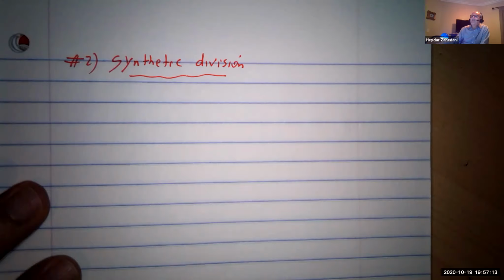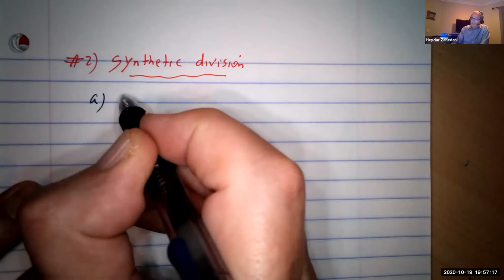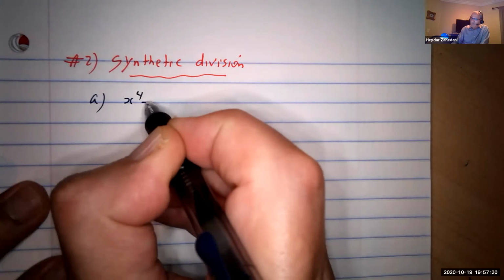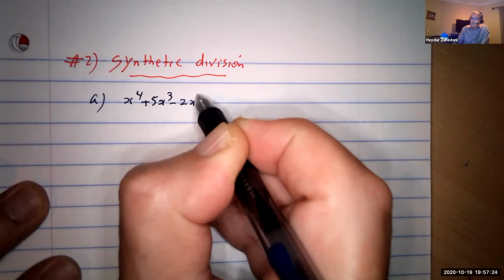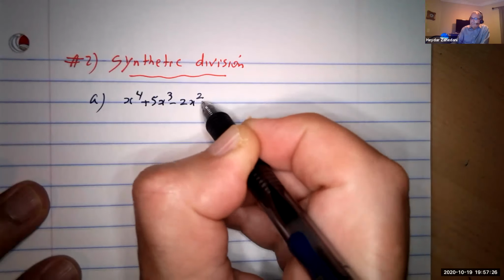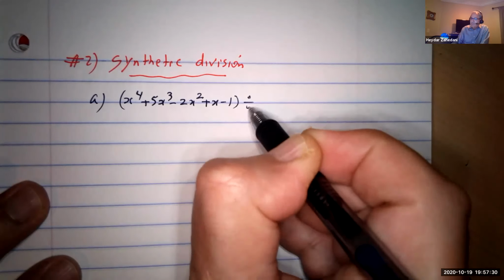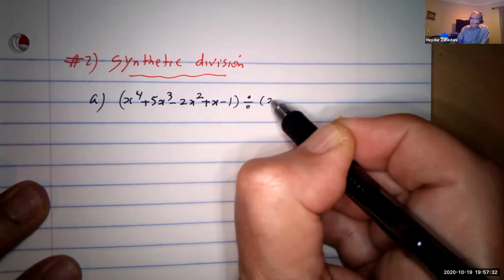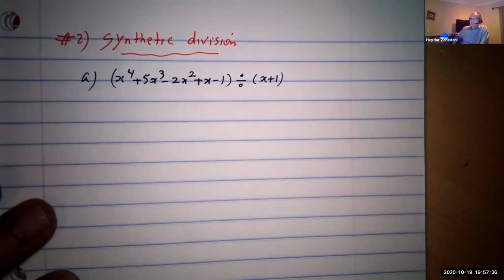Okay, we have two here and we check them. Part one is x to the fourth plus 5x cubed minus 2x squared plus x minus 1. You want to divide it by x plus 1. You know that synthetic division is a short form of the long division. So the way we are going to do it, we drop the x's and we work with the numbers.